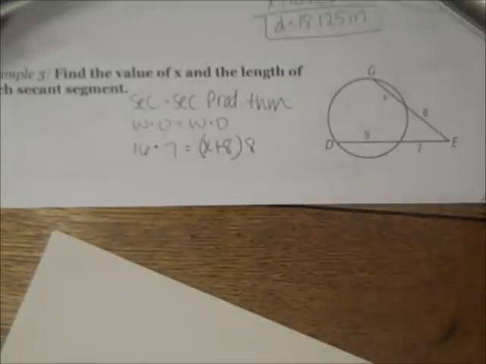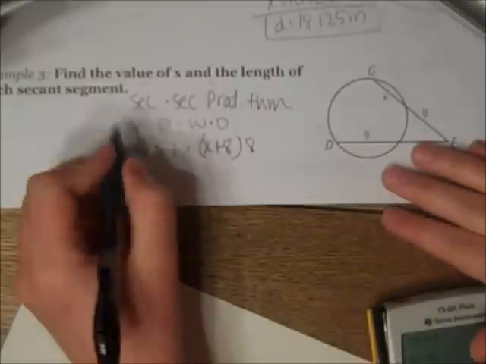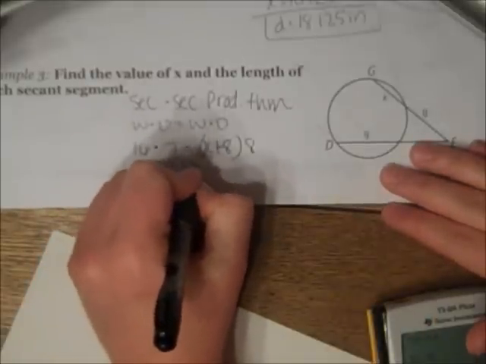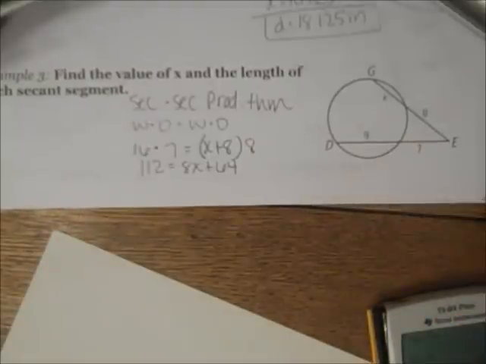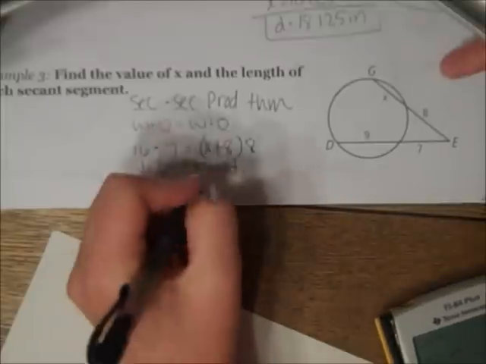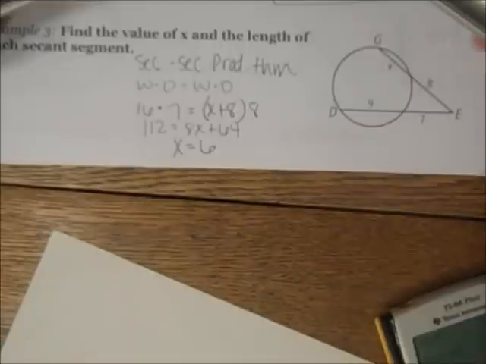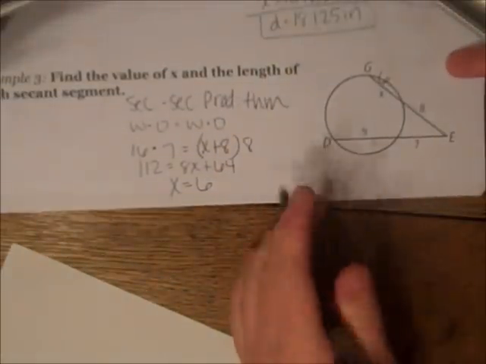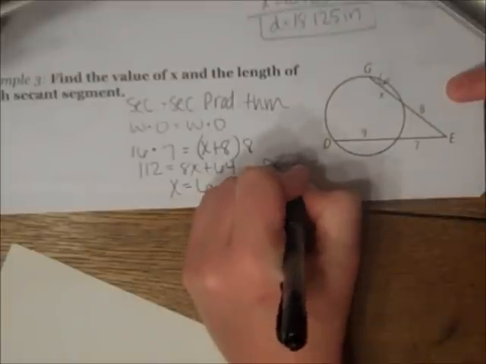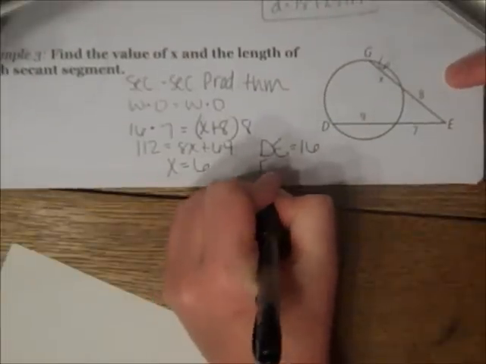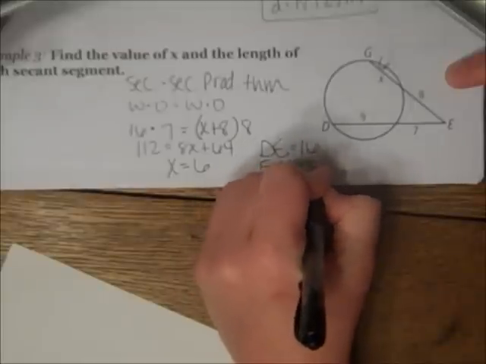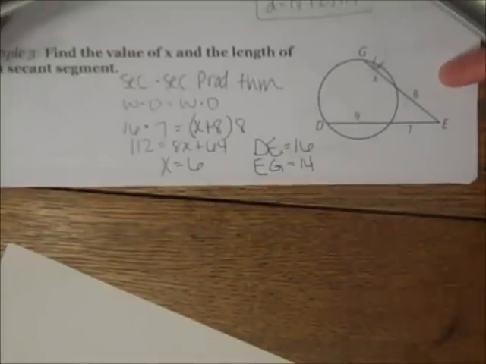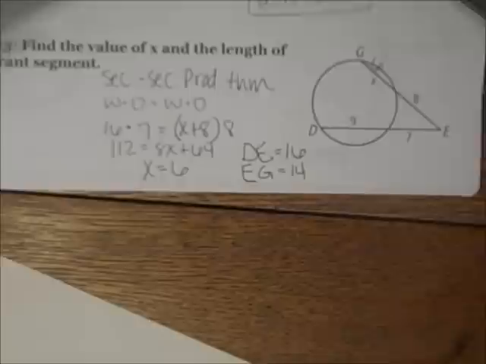Alright, so this is going to be 112, 8x plus 64. Don't forget we're distributing. So move the 64 and divide by 8, and x is going to be equal to 6. So x is equal to 6. So it says find x, which we did, and then it says find the lengths of the secant segment. So DE we already knew was 16, and now we can know that EG is 14. So again, these aren't congruent, but they do have a relationship with one another there.